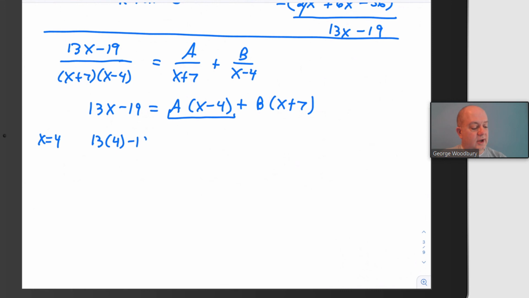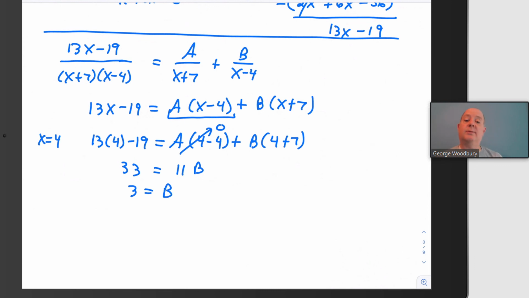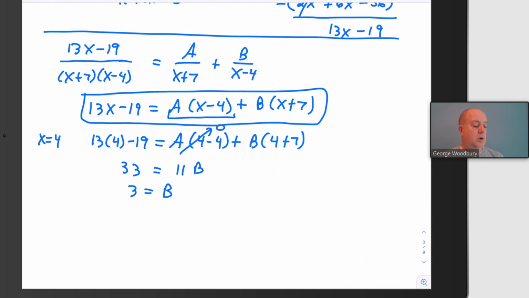13 times 4 minus 19 equals A times 4 minus 4 plus B times 4 plus 7. On the left side, we've got 52 minus 19, that's 33. On the right side, that term goes to 0. We're left with 11B. And when we divide through by 11, we find that B is equal to 3. So we've got half of our partial fraction decomposition. To get the other one, we can substitute any value that we would like back into this equation where B now is equal to 3.